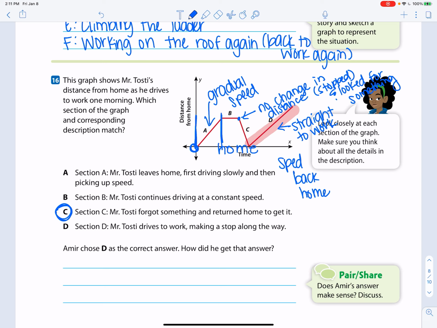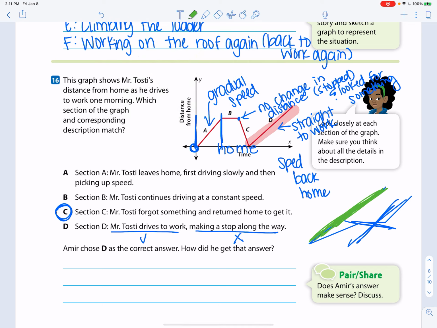He didn't even speed to work. He just drove to work. Okay, so I agree with section D where it says he drove to work. Yes, but he did not make a stop along the way. That is a straight line. Again, if he made a stop along the way, instead of it looking like this, it would look like, okay, he did this, made a stop, and then continued on his way. That's not what we're doing. He went in a straight line. Okay, this is what Mr. Tosti did. So he went straight to work. All right, so D is incorrect.